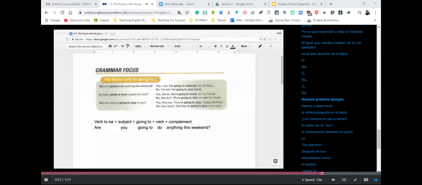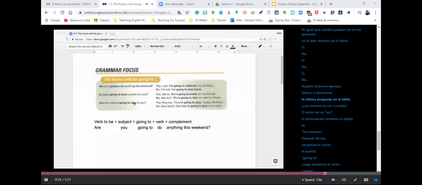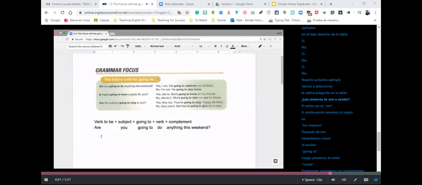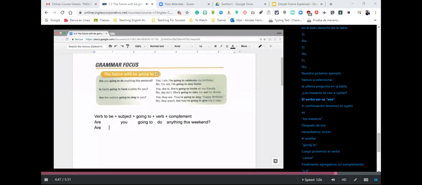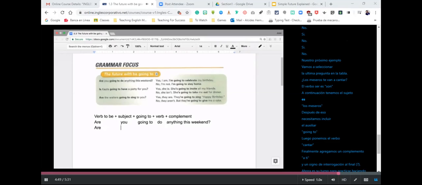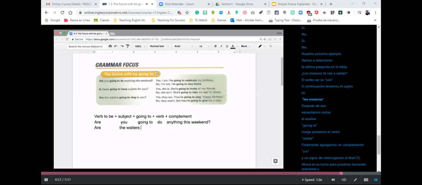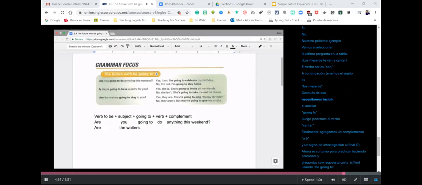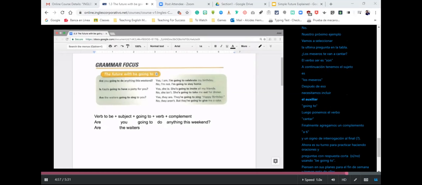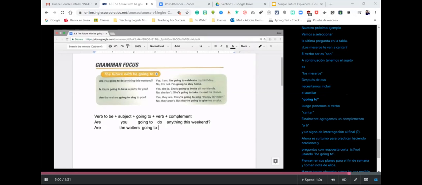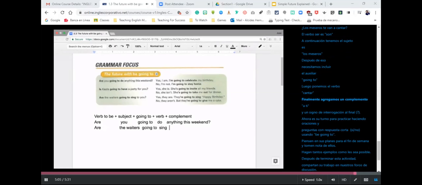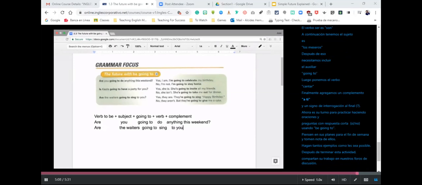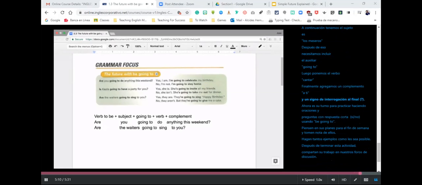Our next example. I'll choose the last question on the chart. Are the waiters going to sing to you? Verb to be is are. The subject is the waiters. After that, we need to include the auxiliary going to. Then we put the verb sing. Finally, we add a complement, to you. And a question mark at the end.